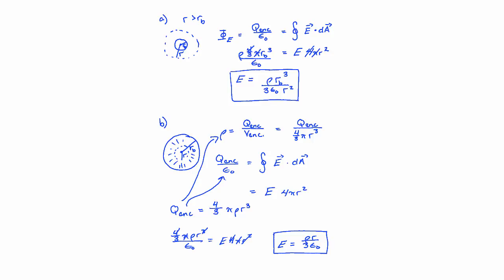The distance away from the center of the ball where the electric field happens to be the largest is going to occur at the surface of the ball itself, where r equals r sub b. That will give us the largest field possible, which you can see because when r equals r sub b, these two equations equal each other.